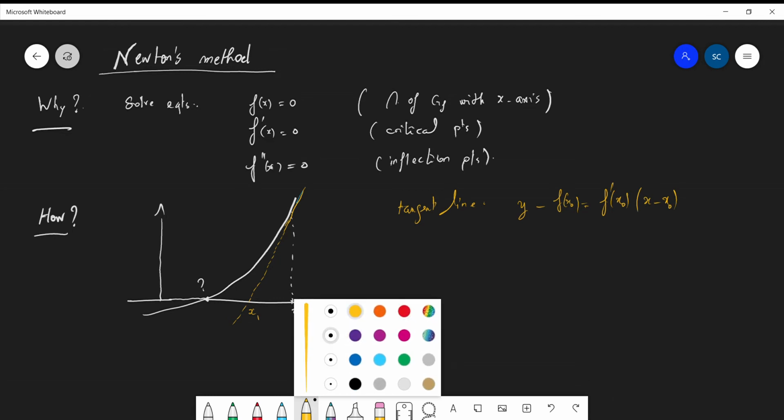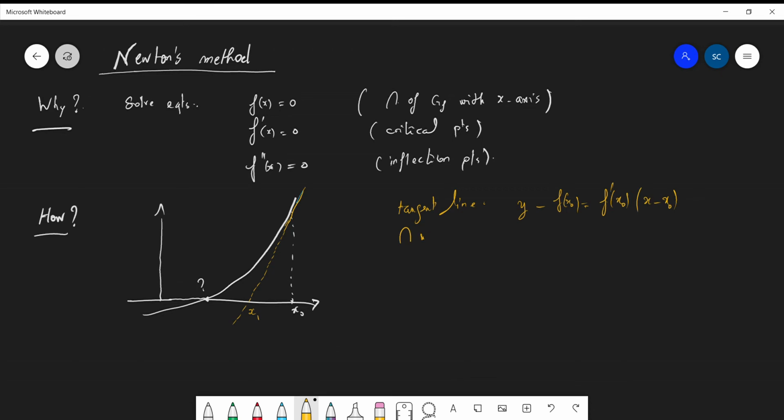Then the intersection of the line with the x-axis: we obtain it by taking y equals 0, so 0 minus f(x0) equals f'(x0) times (x1 minus x0). If you divide by f'(x0) and move x0, we obtain x1 equals x0 minus f(x0) over f'(x0).